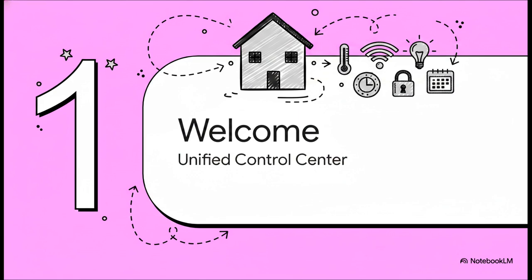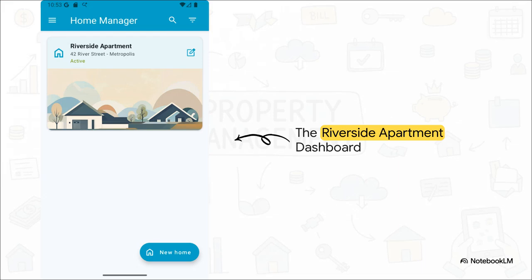Welcome to Home Manager, your unified control center. Getting this whole thing off the ground is incredibly simple. You just establish a foundation by creating a home profile. Take this setup for the Riverside apartment at 42 River Street, for example. This single profile basically acts as the bucket for all the data you'll enter later. And the app even lets you manage multiple homes, which is absolutely perfect if you're juggling a primary residence, maybe a vacation home or some rental properties.